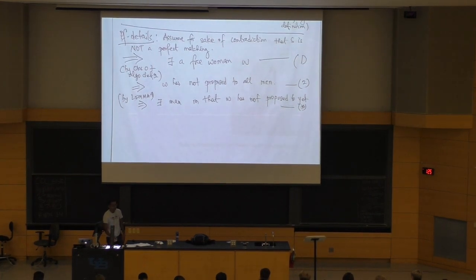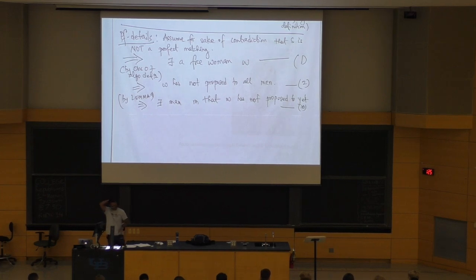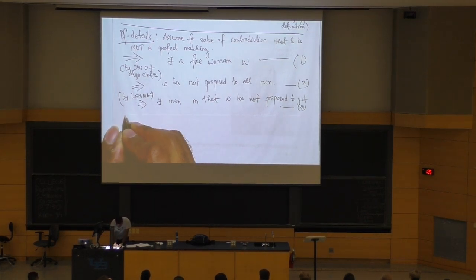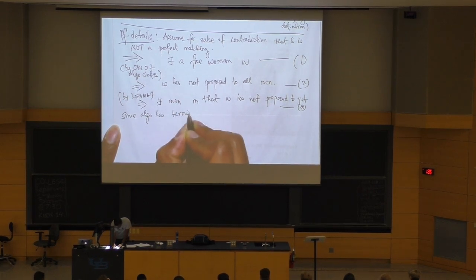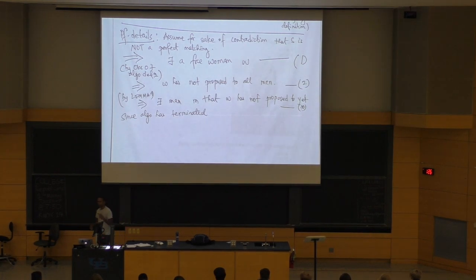All right, so assuming that S is not a perfect matching and using stuff that we know, we come up with the fact that there is a free woman W who has not proposed to some man M yet. Now we're going to use the fact that the algorithm has terminated, that it has output a solution. Since the algorithm has terminated, now would be a good time to look at your pseudocode and see that the condition of the loop is you keep on running the loop while there exists a free woman who has not proposed to all men.